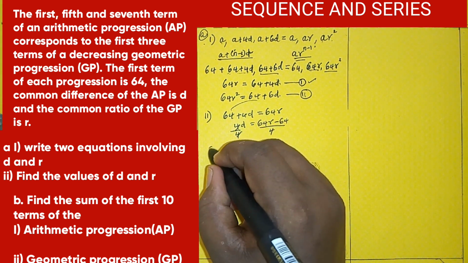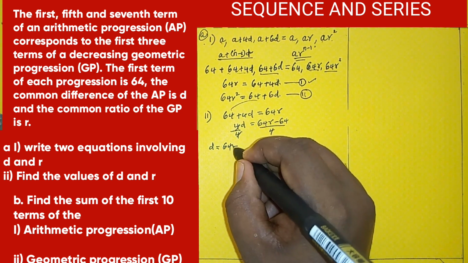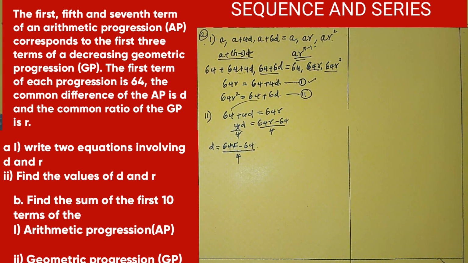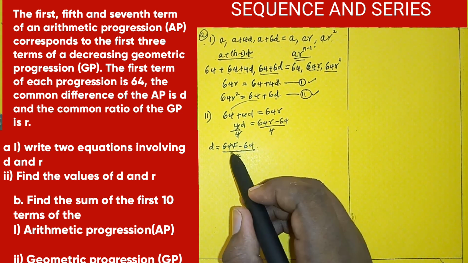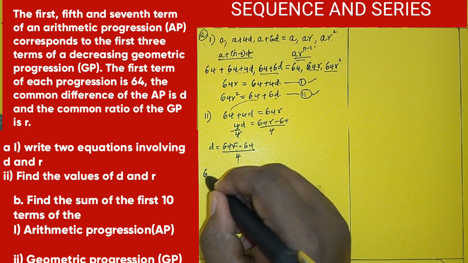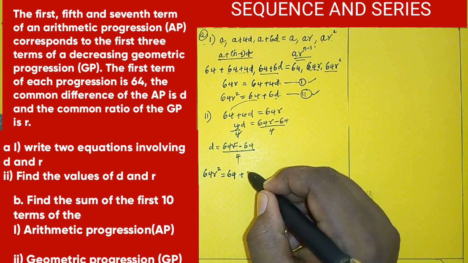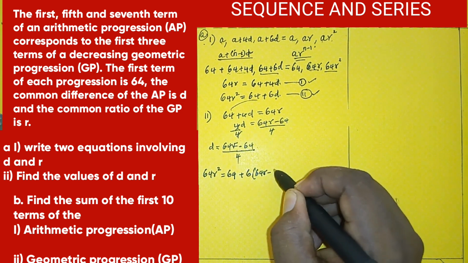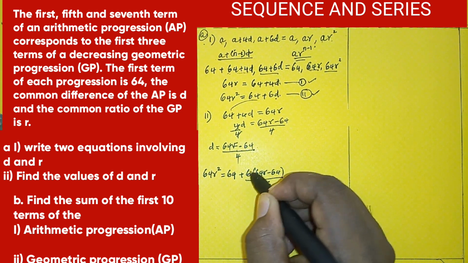therefore D will be equal to 64R minus 64 all over 4. That is the value of D. So we can use the second equation where we have D, we can replace it with 64R minus 64 divided by 4. So we have 64R squared will be equal to 64 plus 6D. And D we have 64R minus 64 all over 4. So 2 by 2, we have 3.